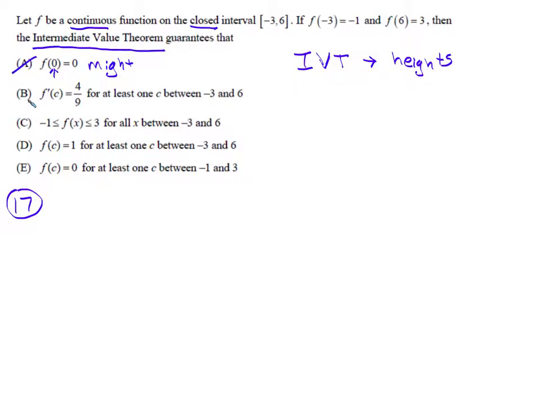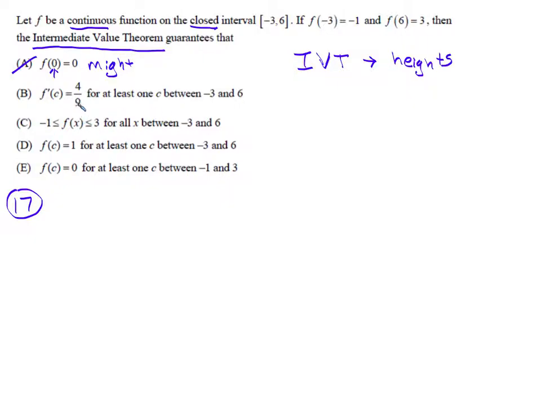Let's take a look at choice B. It says the f prime of c is equal to 4/9. So f prime of c, translate that, and then also be thinking, what theorem does that make you think of? All right, translation: the derivative at some point, or the slope of the tangent at some point, and the theorem that it makes you think of should be mean value theorem.